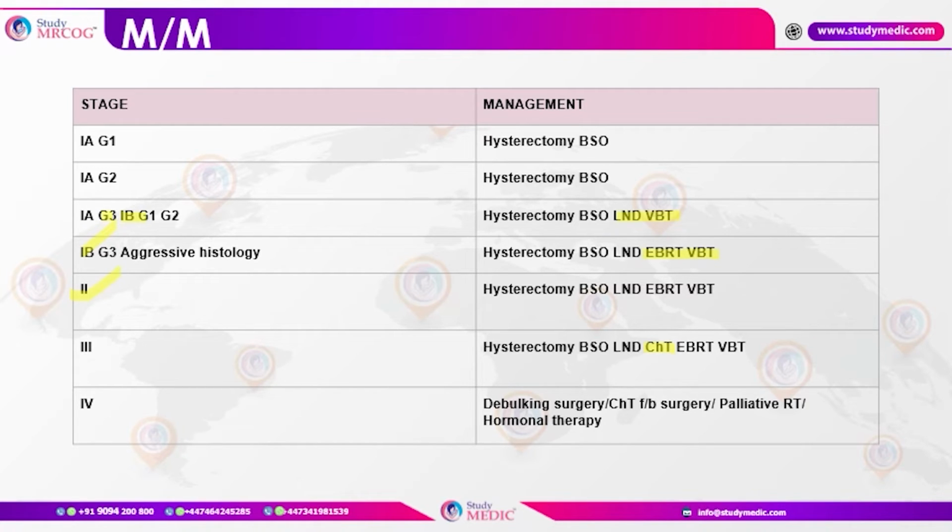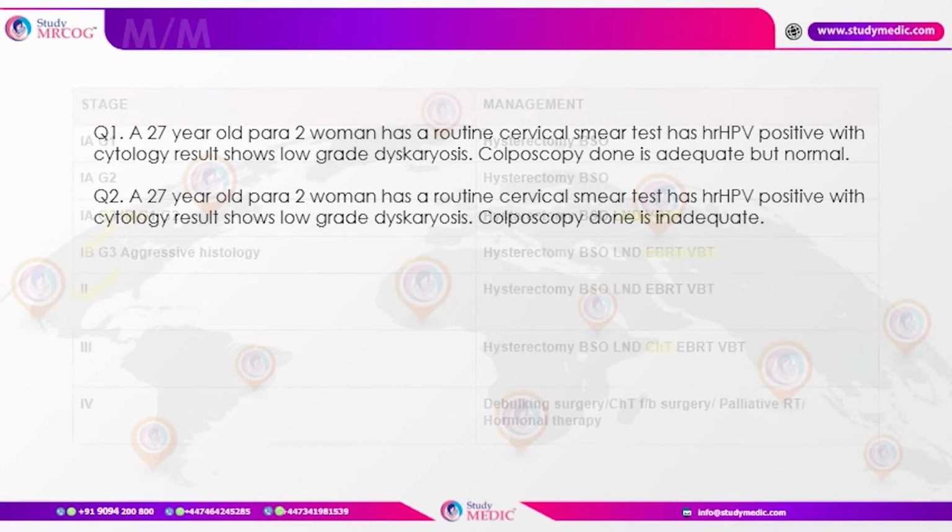And for stage 4, you can go for debulking surgery where you need to remove all the visible macroscopic tumor, or you can go for neoadjuvant chemotherapy followed by surgery, or a palliative RT in case the patient is not suitable for any treatment, or you can go for hormonal therapy in certain cases.